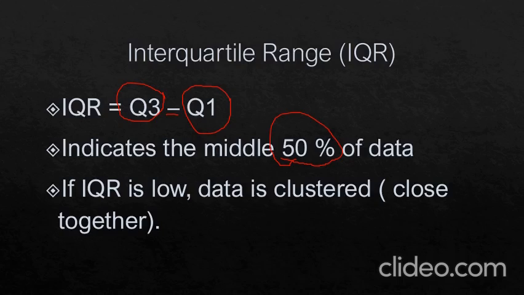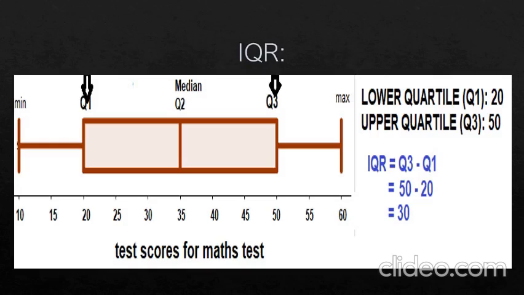It's not the entire data set, it's only the middle 50% of your data. If your IQR is low, so if the value that you get as your answer here is low, it will mean that your data is clustered. Therefore, it means that your data will be found close together and not far apart. Okay, so if we look at our maths test again, Q3 was 50, Q1 was 20, so the interquartile range would be 50 minus 20, which gives us 30.